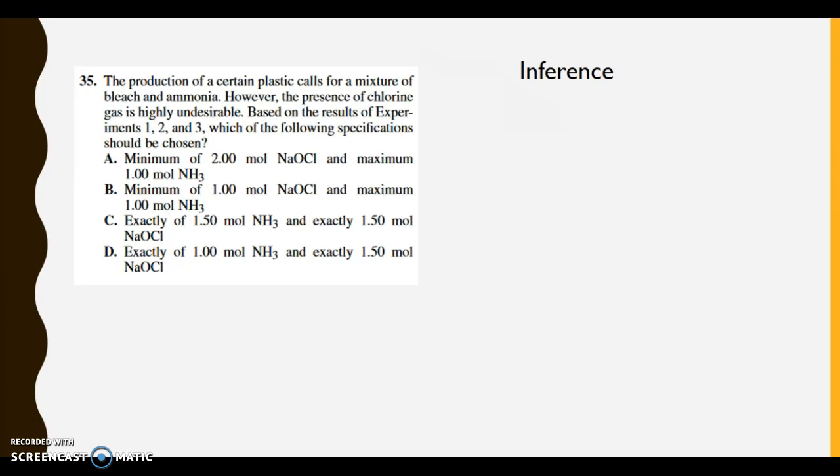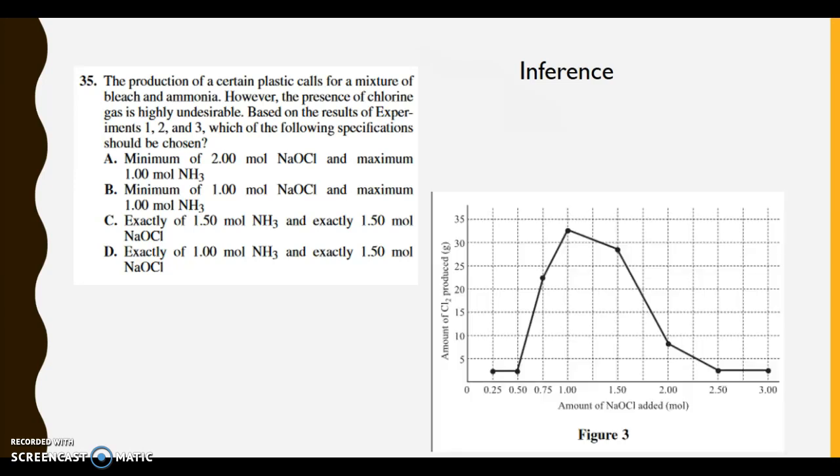And it's actually a little tricky because the only experiment that talks about the production of chlorine gas is experiment 1. So that's the only experiment that we can use here. So if we pull up our figure from experiment 1, we're looking for the areas where chlorine gas is the lowest, which occurs above 2 and below 0.5.